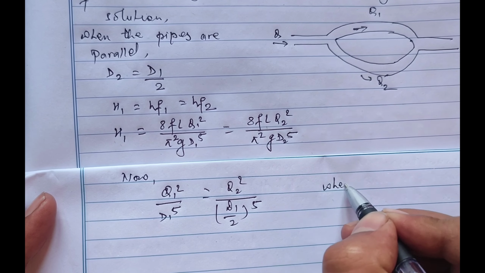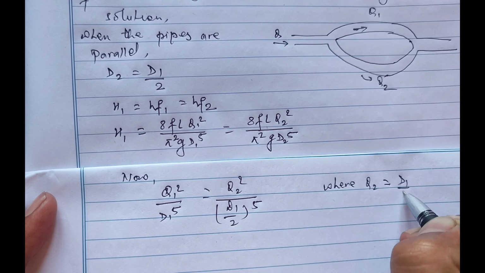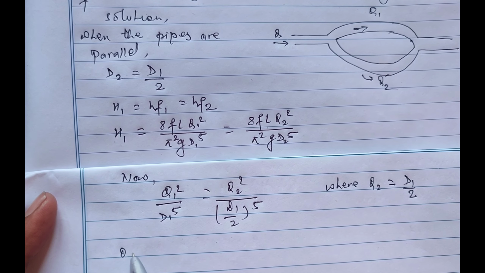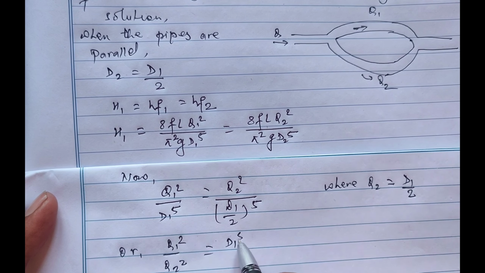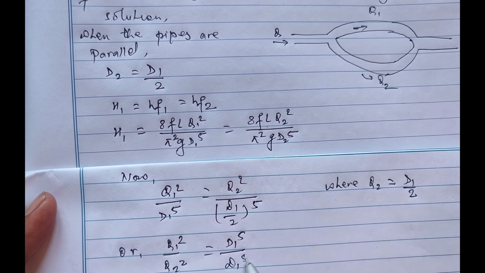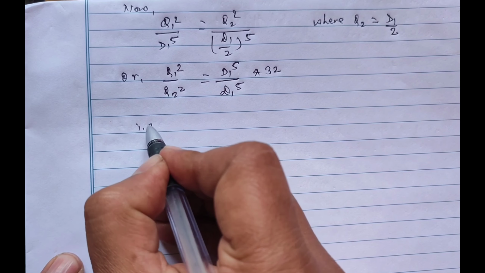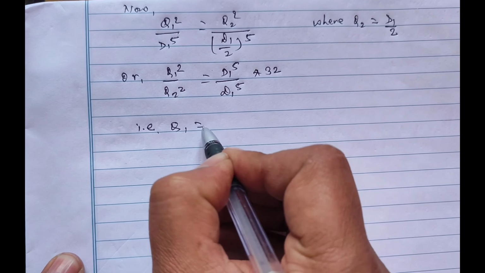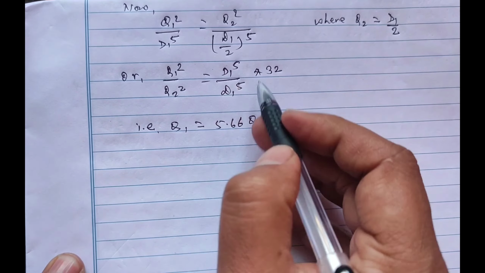where D2 equals D1 by 2, or Q1 square by Q2 square equals 32, that is Q1 becomes 5.66 Q2 on solving this whole equation.